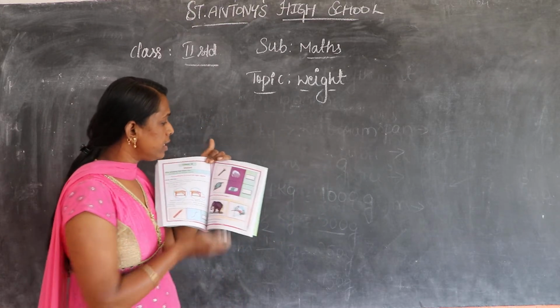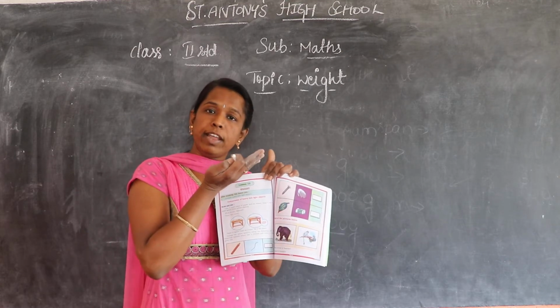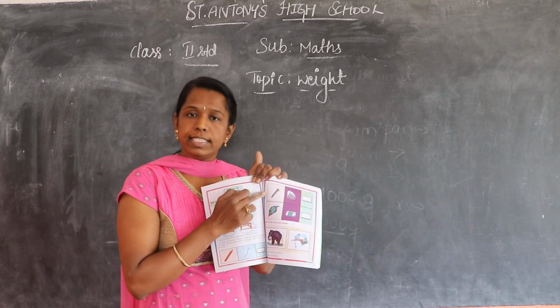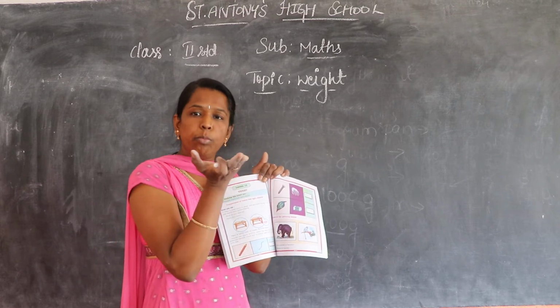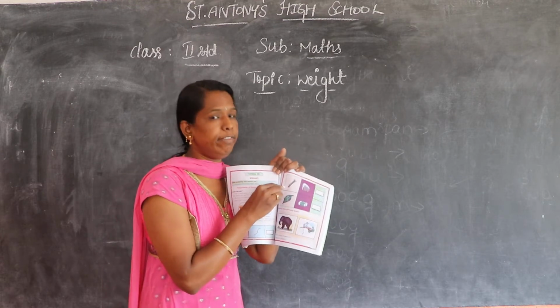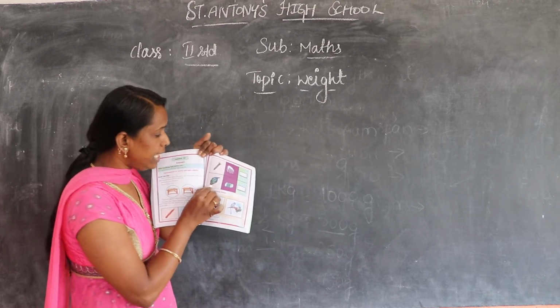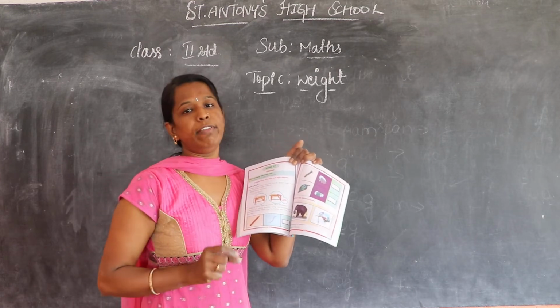When compared to this cotton and this nail, which is the heavier one? This nail is heavier when compared to the cotton. Cotton, you know children, when we blow it, it is very light, no? So that's why this nail is the heavier one. When compared to this leaf and this eraser, which is the heavier one? The eraser is the heavier one.